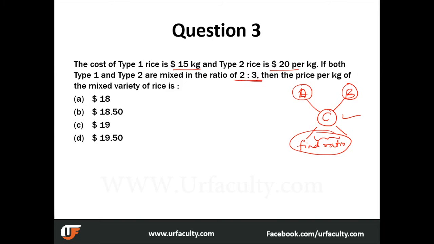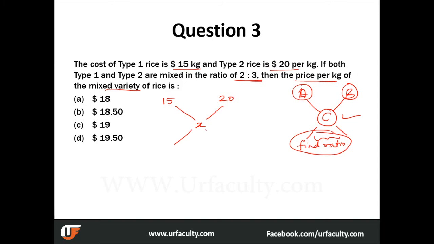Now let's try and see this problem. There is a 15 rupee rice, there's a 20 rupee rice, and they are being mixed. Now we don't know what is the price of that, which is what we need to find out, right? Price per kilogram of the mixed variety. So let's assume that it is X.